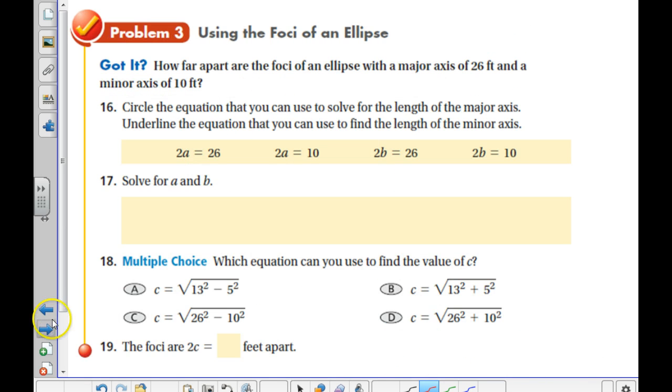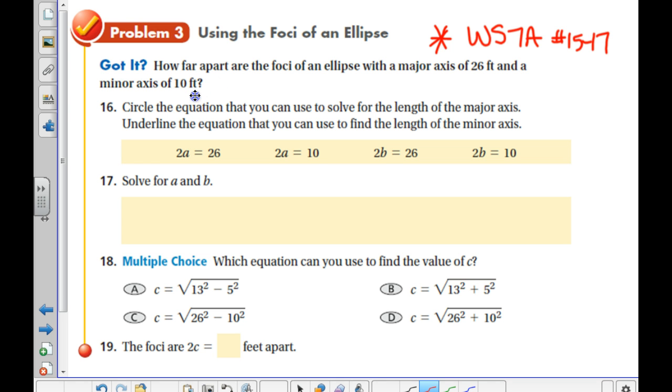Problem 3. This is really important, this particular example, for questions numbered 15 through 17 on worksheet 7A. We'll use this example, okay? It says, how far apart are the foci of an ellipse if the major axis is 26 feet long and the minor axis is 10 feet long?